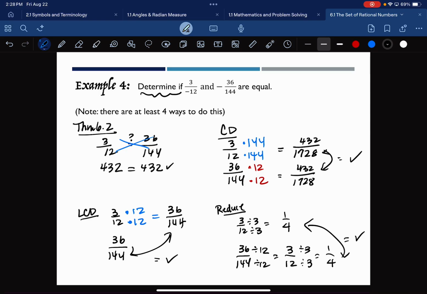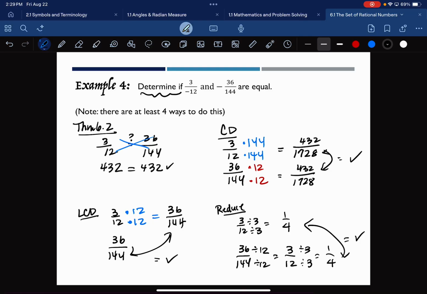So if we were to reduce fractions and at the end got different values, if we were to find least common denominators and at the end got different values, if we were to find common denominators and at the end got different numerators, or if we were to use theorem 6.2 and did the cross multiplication and got different values, then the fractions would not be equal, right? They'll all give us the same answer. They're all leading to the same place. In this one, they lead to the place that says that they're equal.